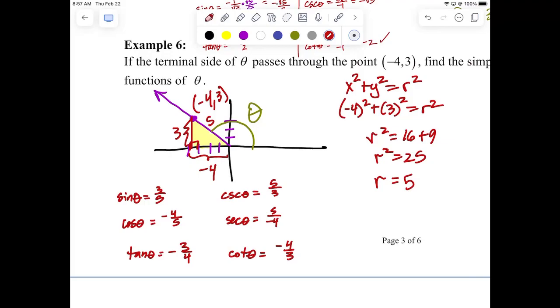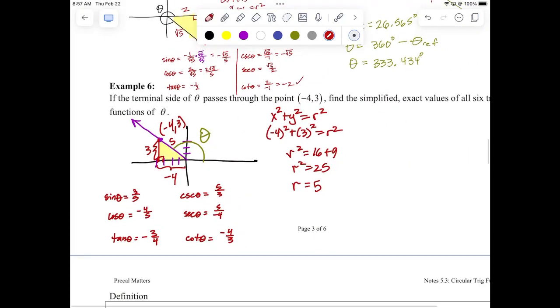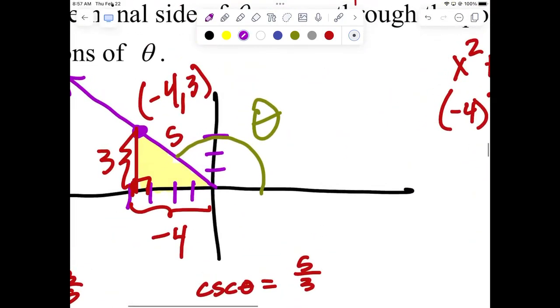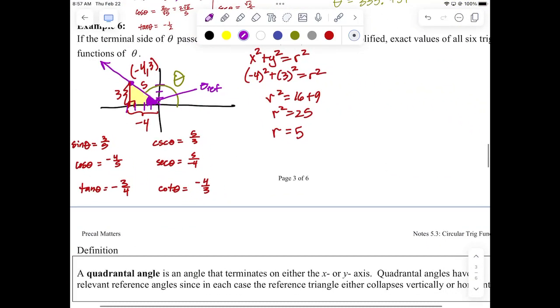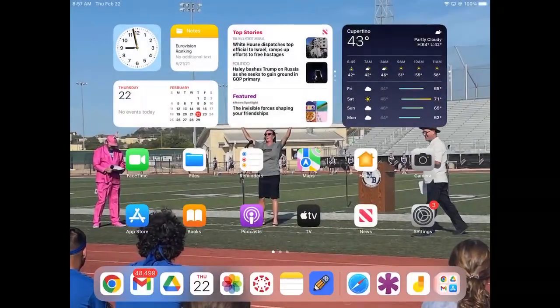All right, now the last thing we want to do is find the angle theta, and we want to find the reference angle. The reference angle is this right here. There's the reference angle. I'll draw a little arrow to it. There's theta ref. So I need the calculator. Let me go ahead and pull the calculator up here.